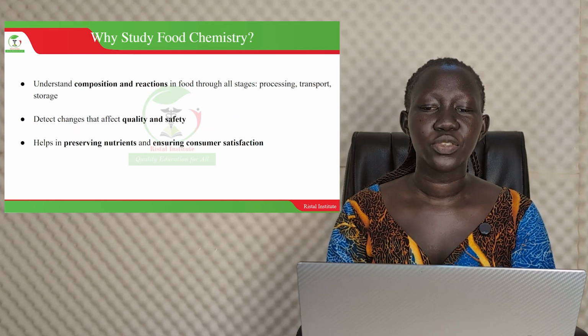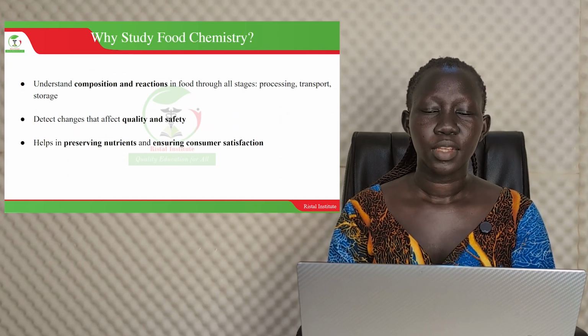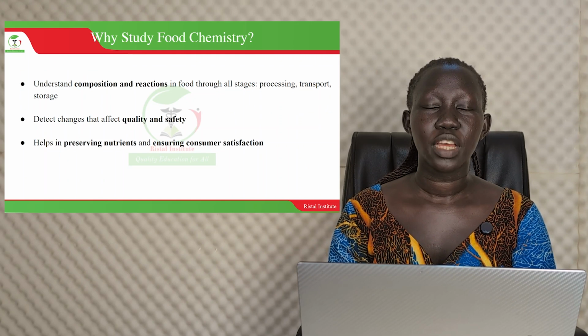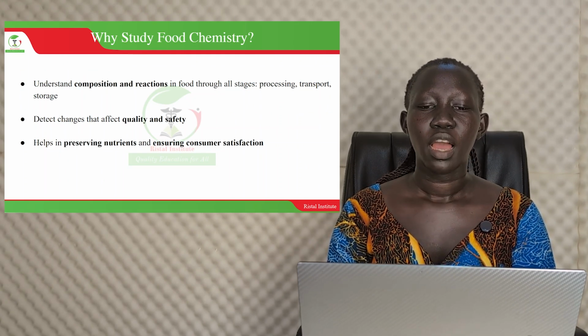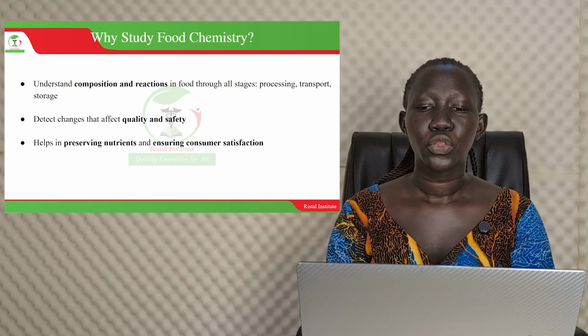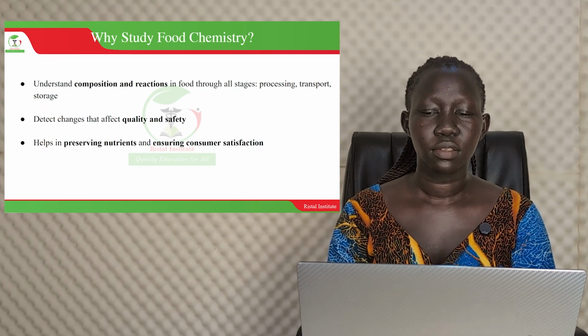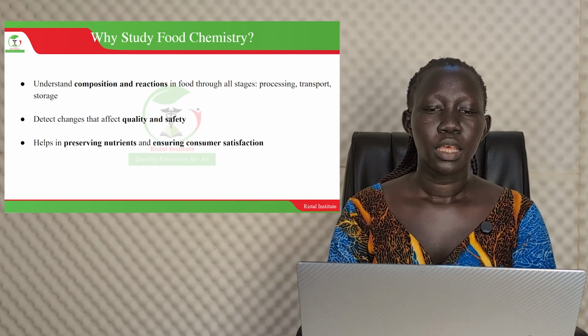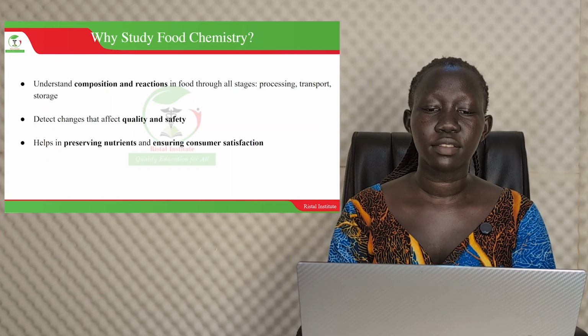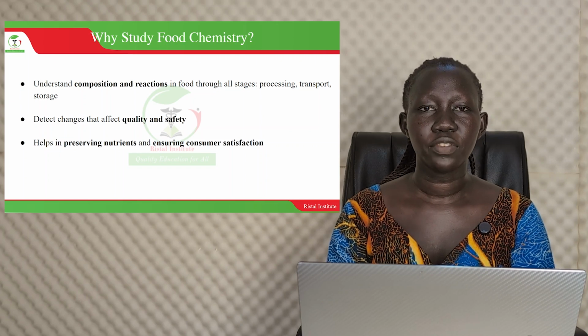So why is it important to study food chemistry? Like I said before, it's very important for us to understand food chemistry so that we can know the composition and the reactions that occur in food throughout the several stages, such as processing, transport, and also storage. And it also helps us to detect changes that may affect quality and safety.